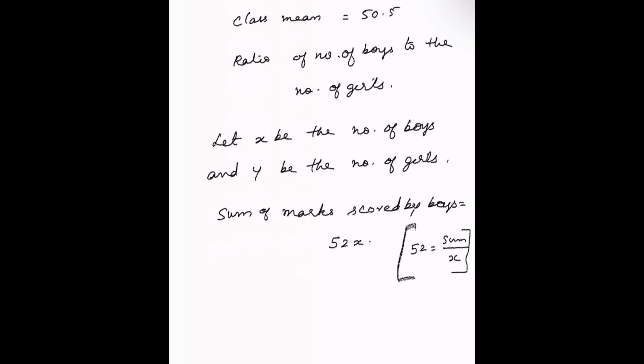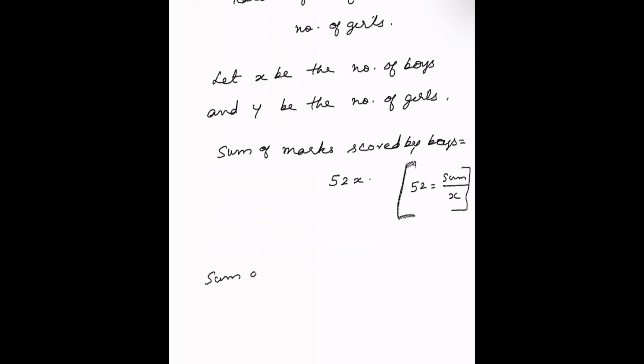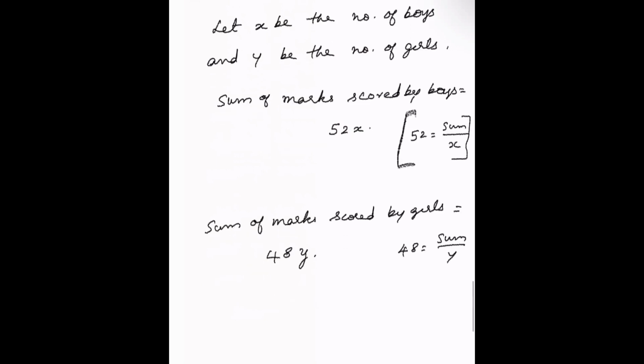What have you understood? 52 is the mean of boys. So 52 equals sum of observations divided by number of boys. Number of boys is x. Let's write the sum of marks scored by girls. What was the girls mean? 48, right? So 48 is equal to sum divided by y. Naturally, that would be 48y. So I'm getting 48y. What next?